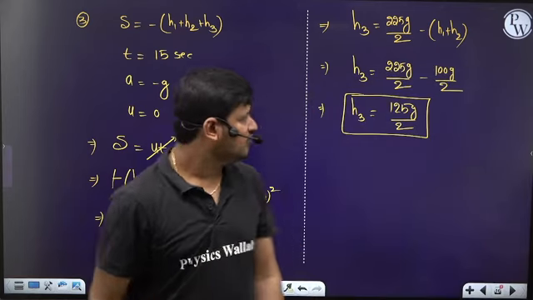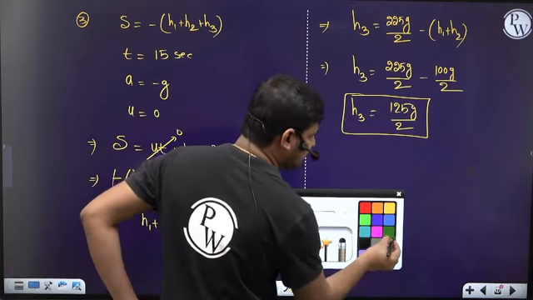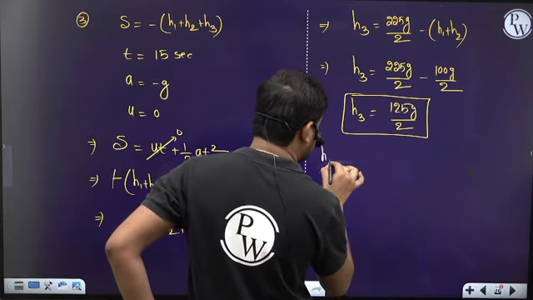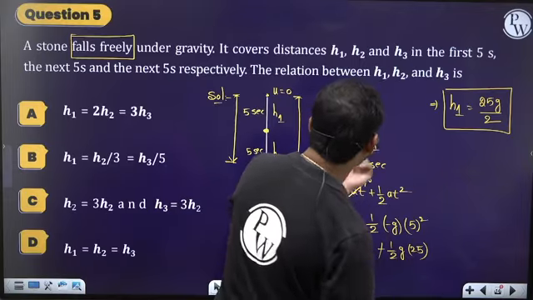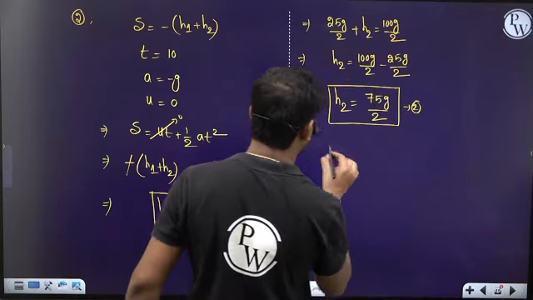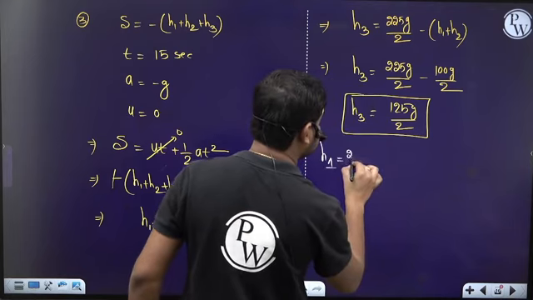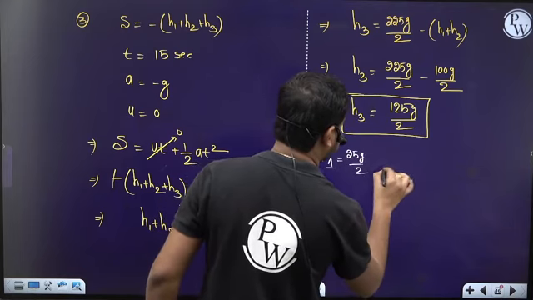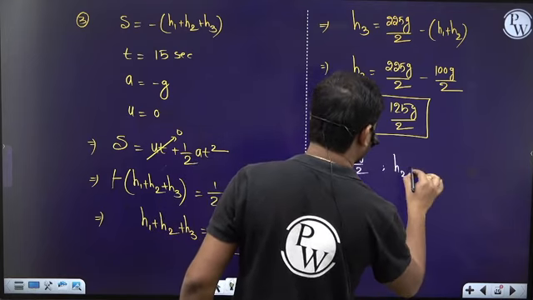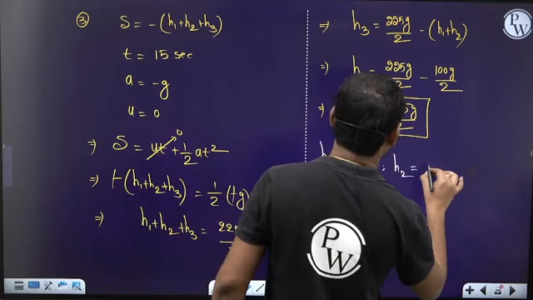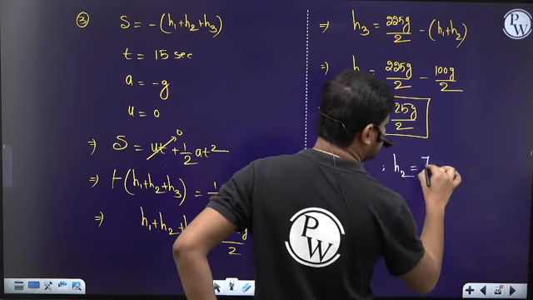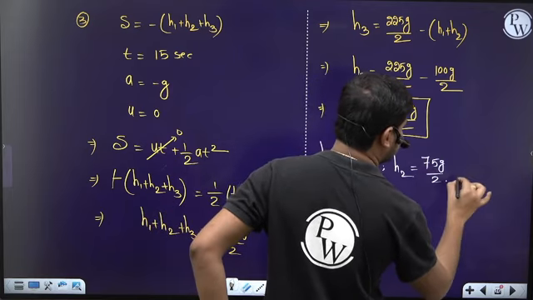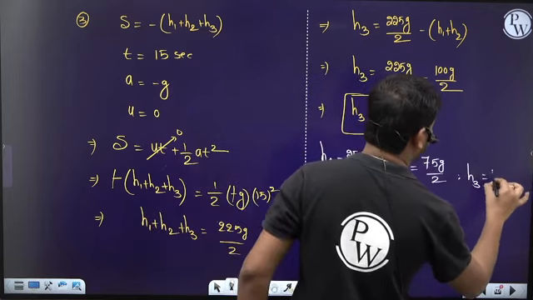Now we got all three. We need the relation between them now. So write all three distances in one place. H1 we got 25 g by 2, and then H2 we got, I guess 75 g by 2, sorry, 75 g by 2, and then H3 we got 125 g by 2, right?